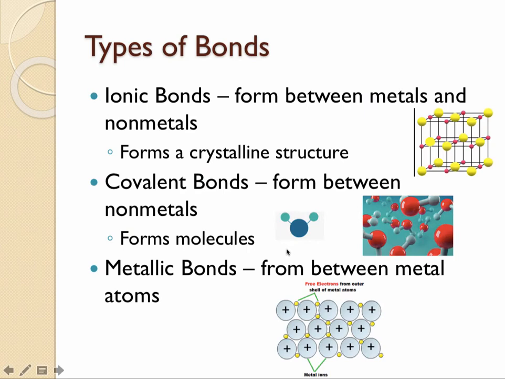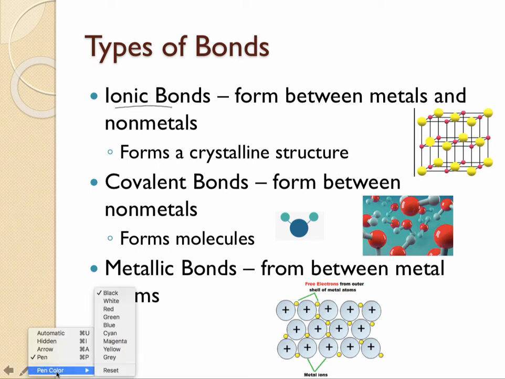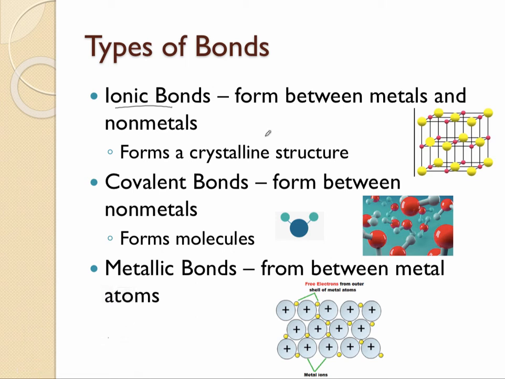So types of bonds. We are going to look at 3 types of bonds: ionic bonds, covalent bonds, and metallic bonds. Ionic bonds are the ones we're going to focus on first, and then we'll look at covalent. Ionic bonds form between metals and nonmetals. That's why it's important that we can identify an element from the periodic table as being a metal or a nonmetal, so that we can tell if 2 of those are together, more than likely it's an ionic bond.